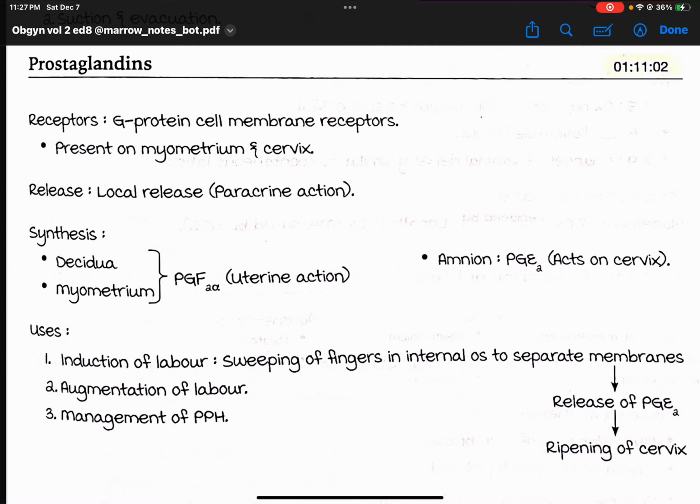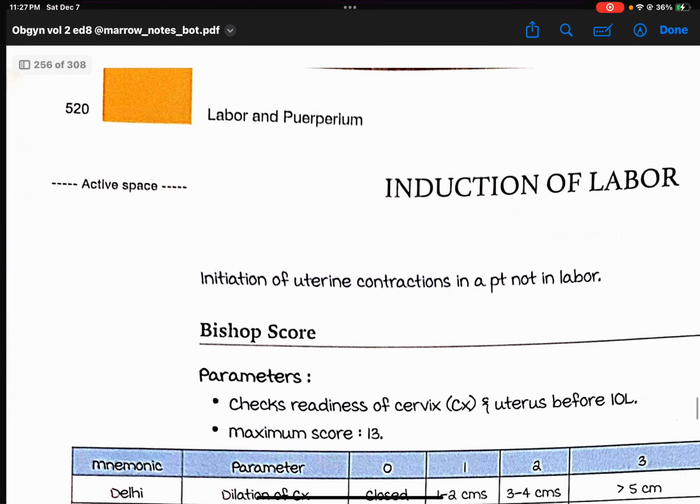Uses: induction of labor, sweeping of fingers in internal os to separate membrane, release of prostaglandin E2, ripening of cervix, augmentation of labor, management of postpartum haemorrhage.